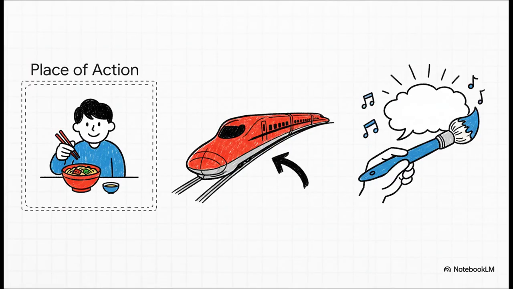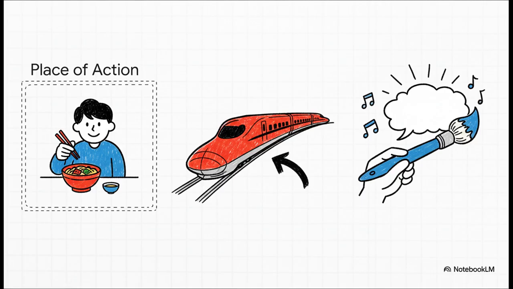If you say restaurant de tabemasu, that's I eat at the restaurant. The restaurant is the place of action. It's where the eating happens. Or how about kuruma de ikimasu? I go by car. The car is the means, the method you're using. Same with nihongo de hanashimasu. I speak in Japanese. Japanese is the tool you're using to speak.